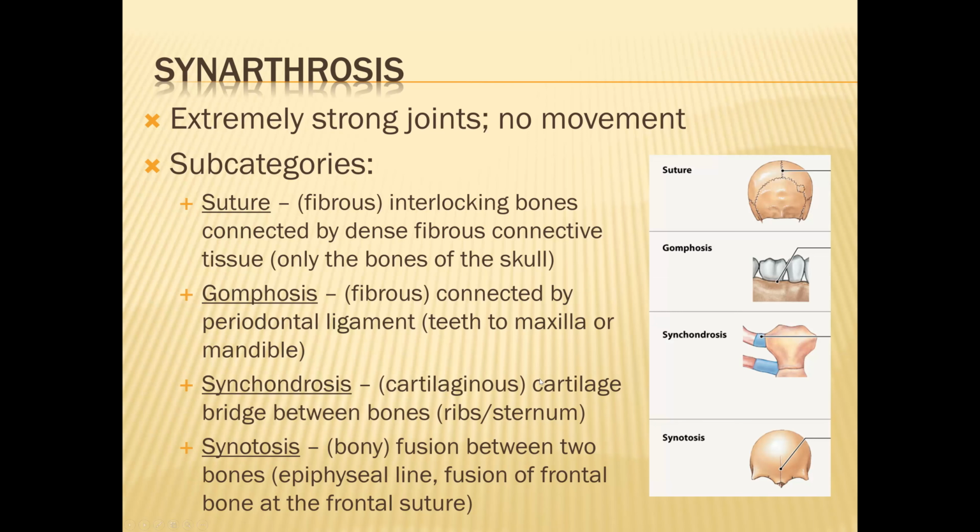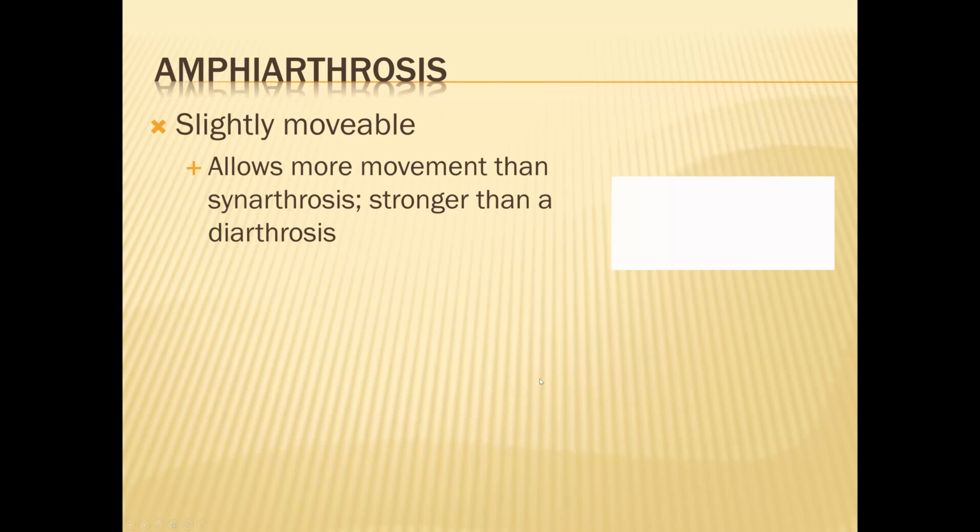The next type of joint is an amphiarthrosis. Remember, these are slightly movable joints. So they allow more movement than a synarthrosis, but they are stronger than a diarthrosis, which is the freely moving joints. So these joints are like right in the middle, medium strength and medium movement. So there are two types of amphiarthroses.